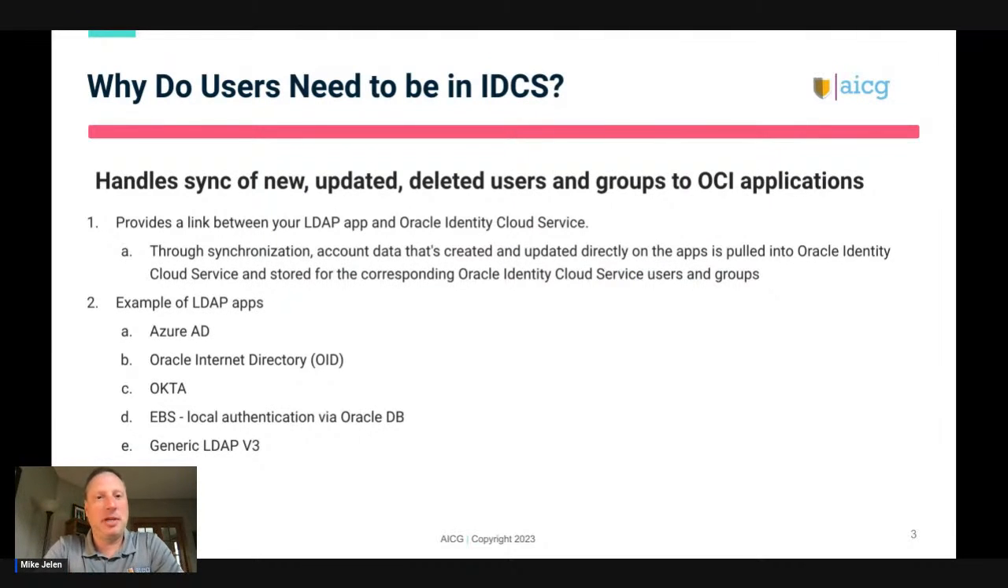Could be Fusion, EBS, could be Oracle Analytics Cloud, could be other Oracle Cloud applications, but the IDCS is that jumping off point. IDCS is going to have the handshake with your LDAP application to say, yep, this person is legit, they've been authenticated. Now IDCS is going to handle that secure authorization to let the user get access to the Oracle Cloud applications that they have been provisioned to. So that's why we need to get users and naturally groups from those different LDAPs in there.